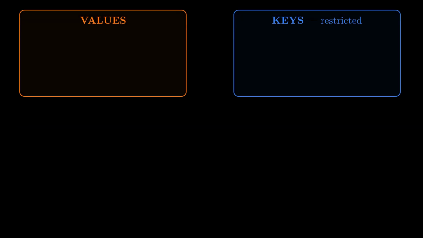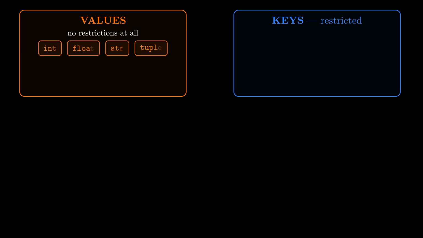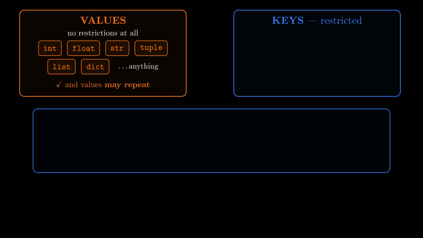Finally, what can actually serve as a key and what can serve as a value? Values have no restrictions at all. A value can be an int, a float, a string, or a tuple. It can be a list. It can even be another dictionary. Anything you like. And the values may repeat, just as our grades did.